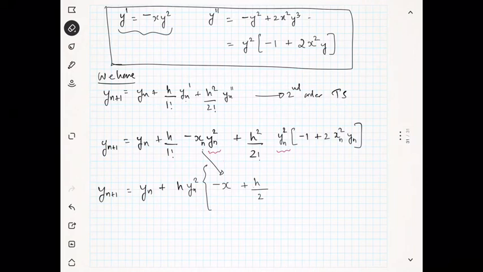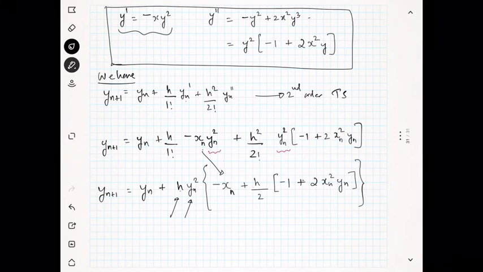So this is xn, now this is h square by 2, and yn square is already taken outside and one h has been taken outside, so if you multiply you will get h into yn square into minus xn, that's what you are getting here, and then h into h means h square by 2 into minus 1 plus 2 into xn square into yn. So this is the equation that you are going to get.